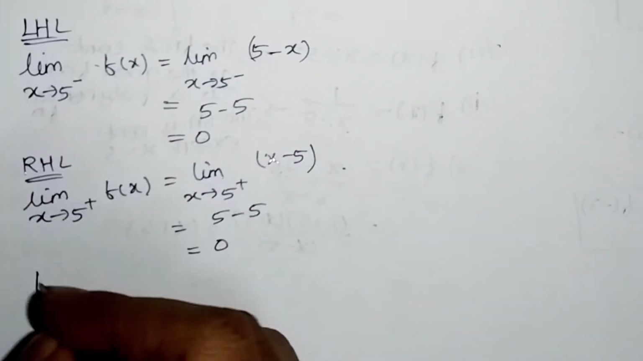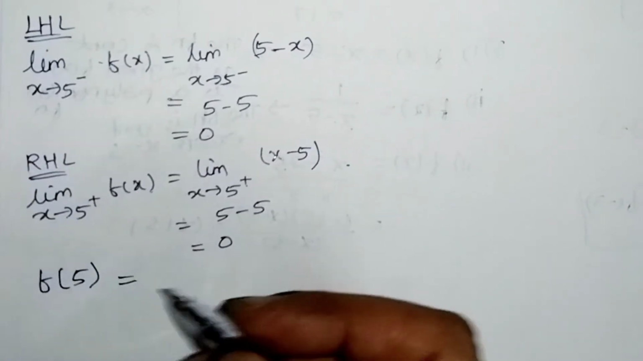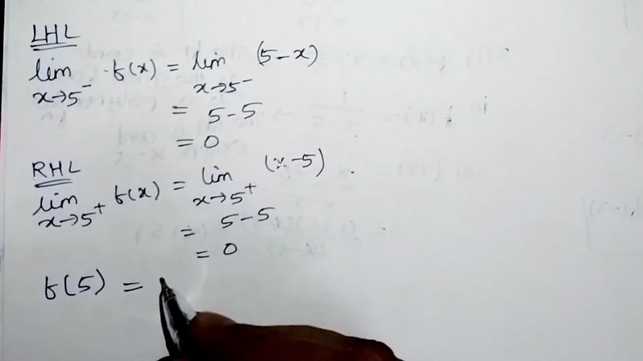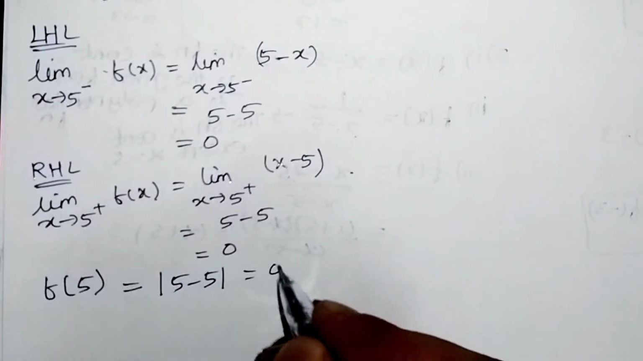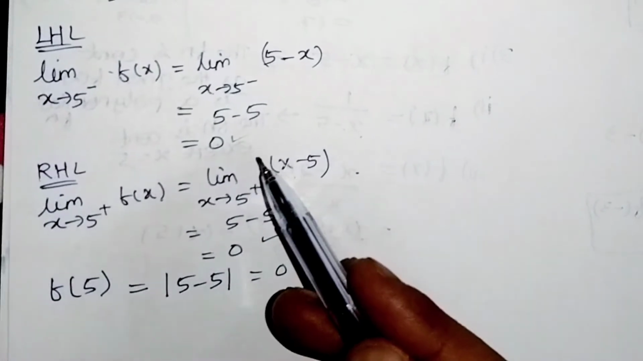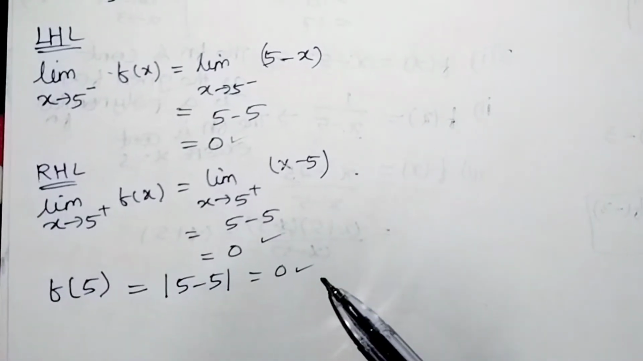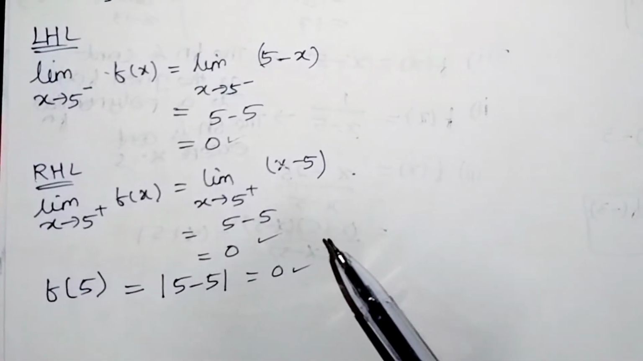F of 5, because the x value is 5, isn't it? For that we'll use the modulus value. So modulus of x minus 5, that is 5 minus 5, 0. Modulus of 0 is also 0. If you check the values, all are equal: the left hand limit, the right hand limit, and f of that particular number. All three are the same, therefore the function is continuous.